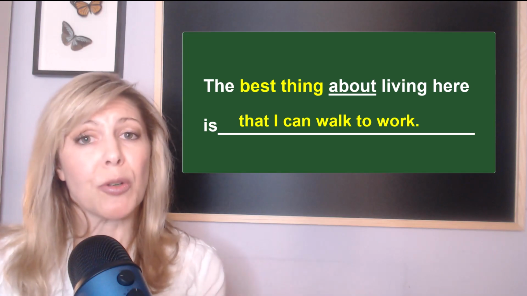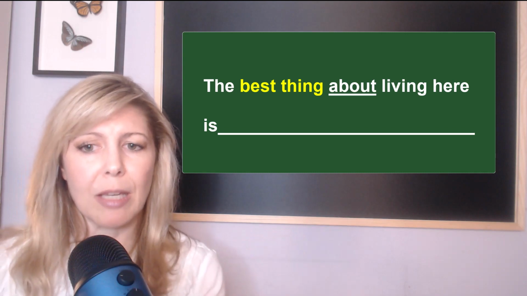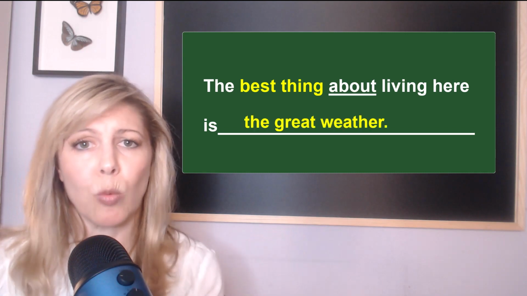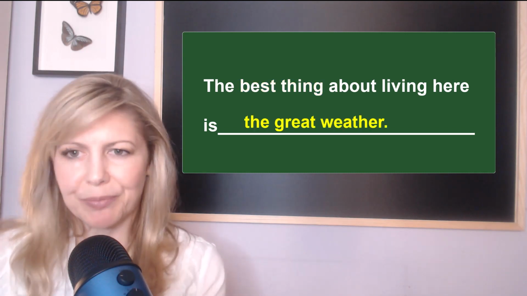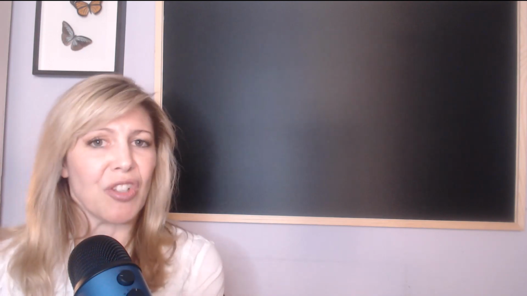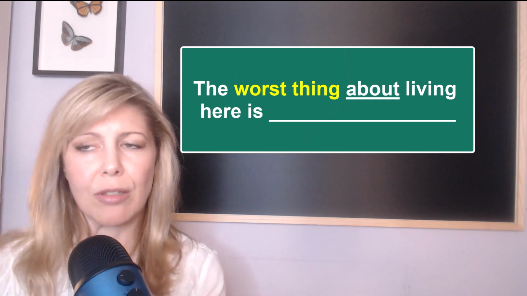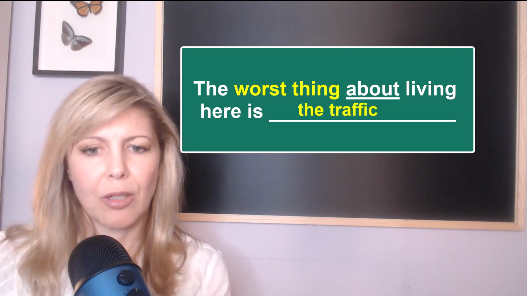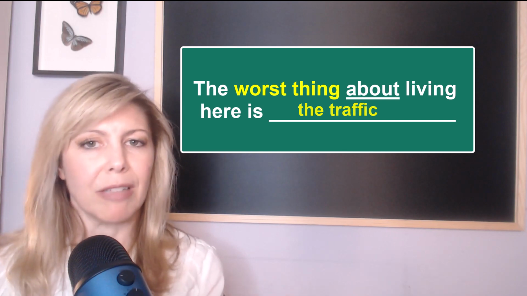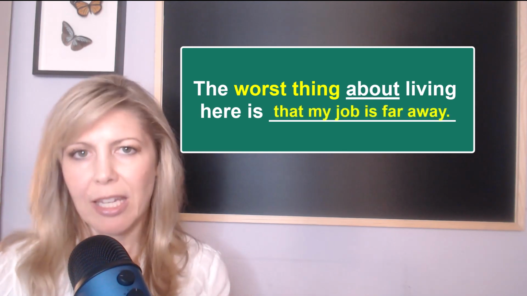And you can also use a noun. Sometimes, you can just say the best thing about living here is the great weather. But many times we have a clause, okay? So you could say the worst thing about living here is the traffic. Or the worst thing about living here is that my job is far away.